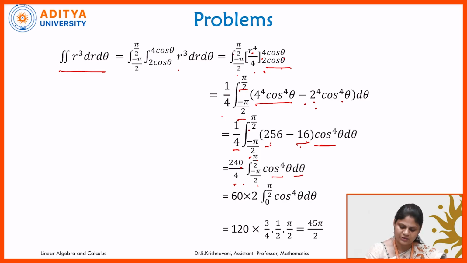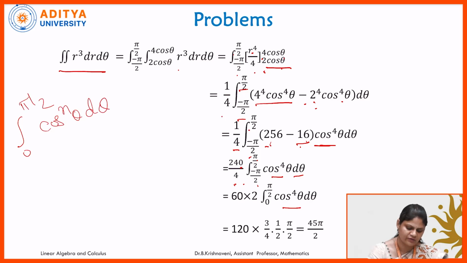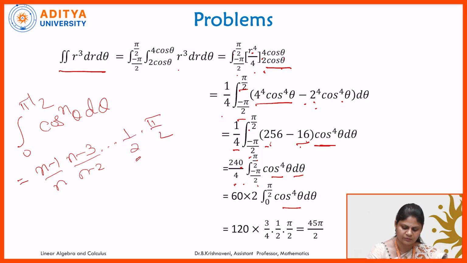So just now by using the formula, integration 0 to pi by 2 cos power n theta d theta, when n is even, it is n minus 1 by n into n minus 3 by n minus 2, and so on up to 1 by 2 into pi by 2. So you need to write the formula up to 1 by 2, and thereafter immediately into pi by 2 you have to write.